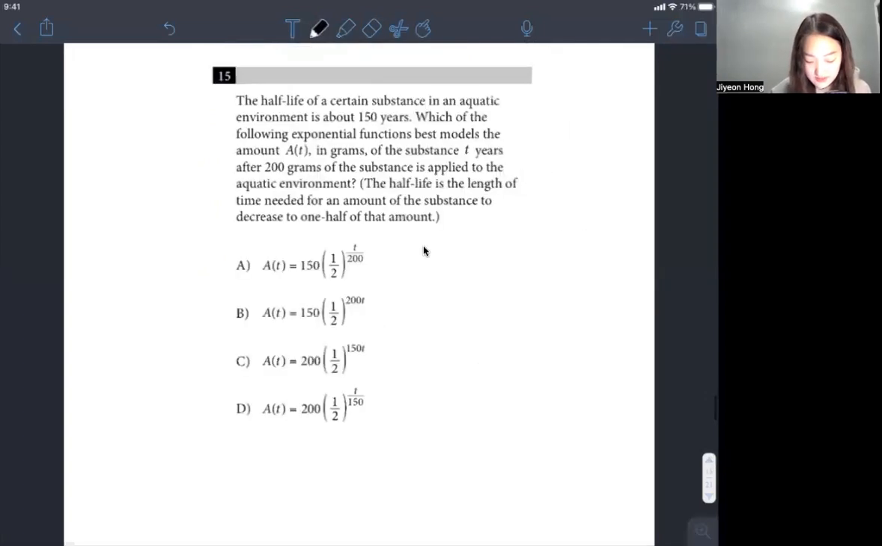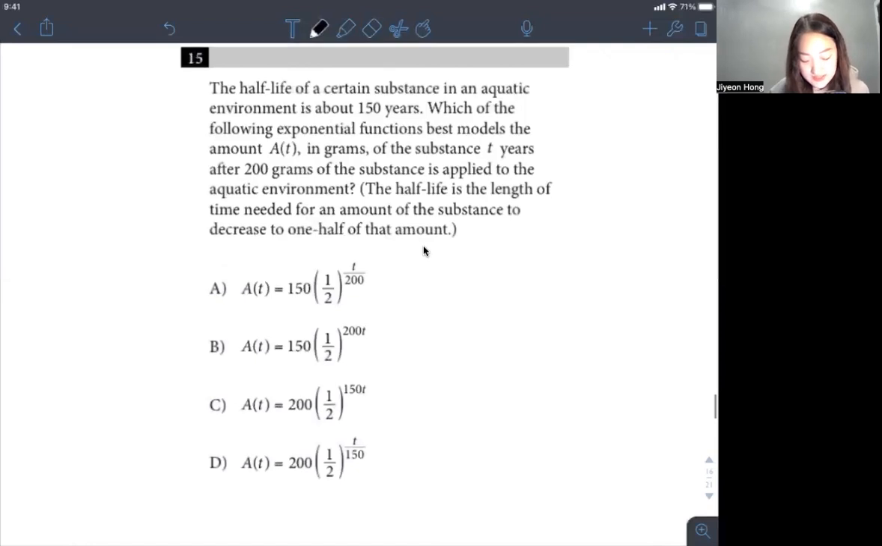Number 15: The half-life of a certain substance is about 150 years. Which of the following exponential functions best models the amount A(t) in grams of the substance t years after 200 grams of the substance is applied to the aquatic environment? Basically, it's saying that the start is 200 grams. So the base is 200 grams. And every 150 years, it's going to cut in half.